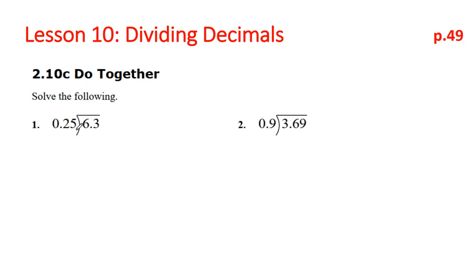Number 1, we have 0.25 and 6.3. We're going to move 2 decimal places to the right for our divisor and 2 decimal places to the right for our dividend, adding a 0 in here. So now it looks like 25 into 630. Remember that the new decimal place is right after that 0. We start to divide. 25 into 63. This is twice. 2 times 25 is 50. And we subtract. 63 minus 50 is 13. And now we bring down a 0.